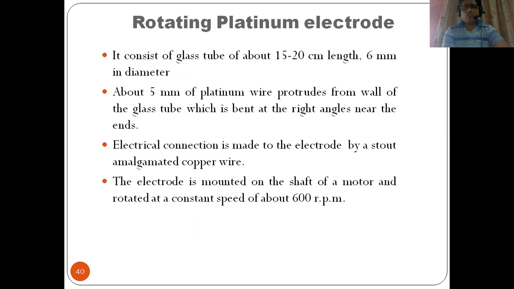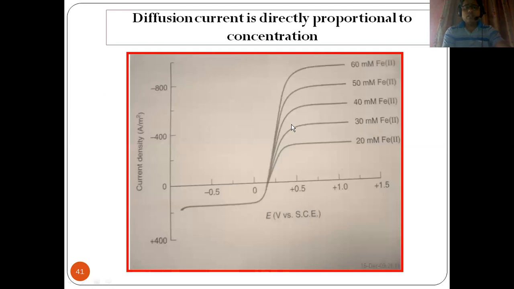The rotating platinum electrode consists of a glass tube of about 5 to 20 centimeter length and 6 millimeter in diameter. About 5 millimeter of platinum wire protrudes from the wall of the glass tube, which is bent at right angles near the end. Electrical connection is made to the electrode by a stout amalgamated copper wire. The electrode is mounted on the shaft of a motor and rotated at a constant speed of about 600 rotations per minute.